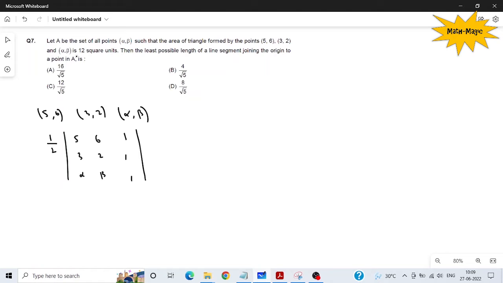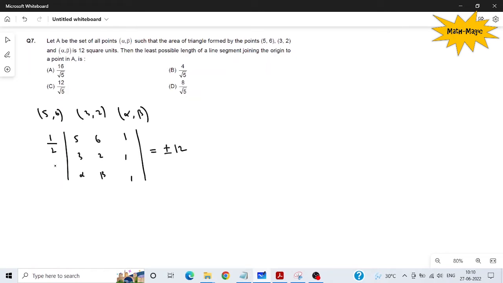It is given that the area of the triangle is 12. So the value of this determinant will be plus minus 12, because whatever value of the determinant we get, we take the modulus of that, and that's the value of the area. If we remove the modulus, it's going to be plus minus 12, because if we change the order of the points, we are basically interchanging rows, so the value of the determinant will change its sign.